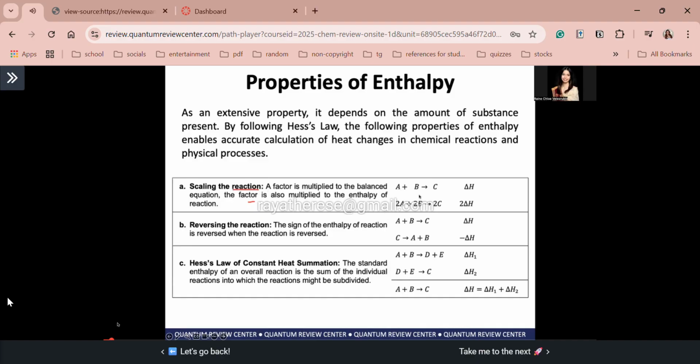So for example, here you have a reaction A plus B forms C products, okay? And you have a delta H. You can scale this whole reaction by multiplying it all by 2. If you multiply it by 2, okay, then you should also multiply your enthalpy change by 2.